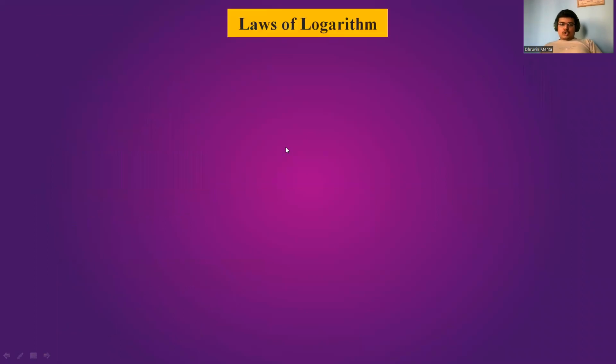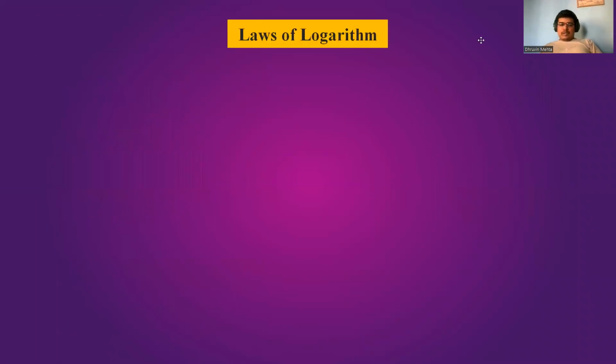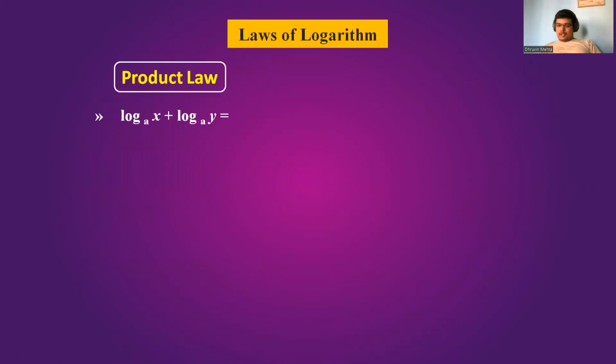Sure. Now let us take the laws of logarithm. There are three laws. The first is the product law. See, product law is basically when we have log of x plus log of y. So two logs are added. The rule is the terms inside the log will be multiplied. So this will be log of x into y. But this works only when the base is same.